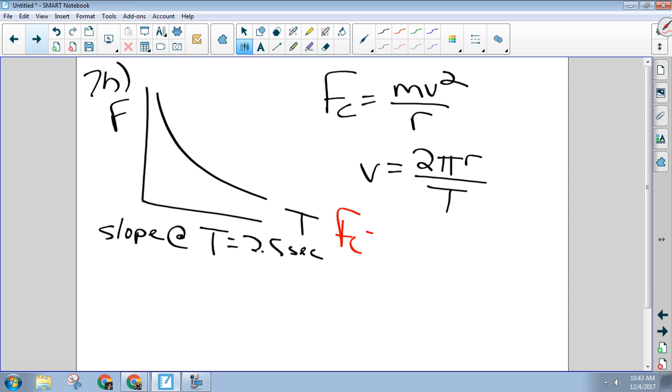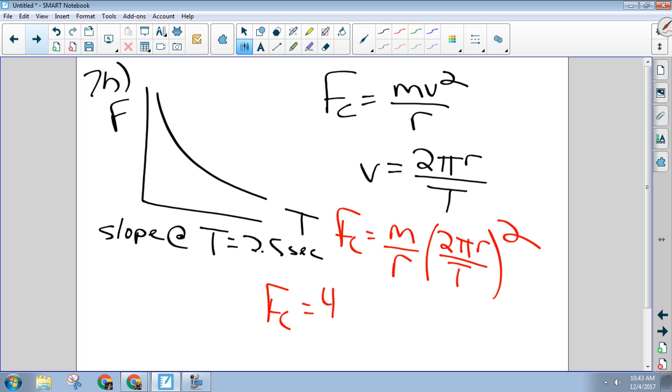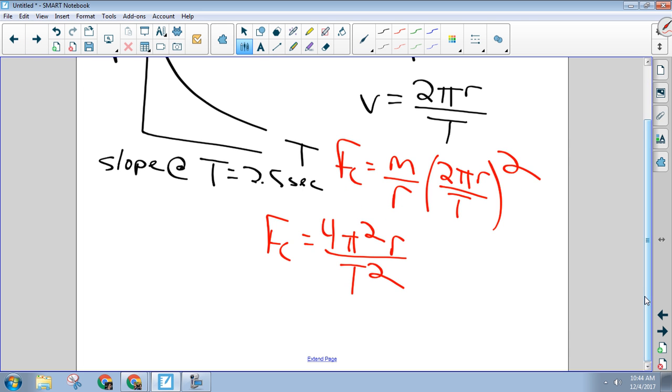So you got centripetal force is m over r times v squared. Follow? So this is going to give you 4 pi squared r over t squared, which I would probably rewrite as 4 pi squared r t to the negative 2. Oh, I lost my m, sorry. Thank you. All right, and then just take the derivative of that and plug in your period.